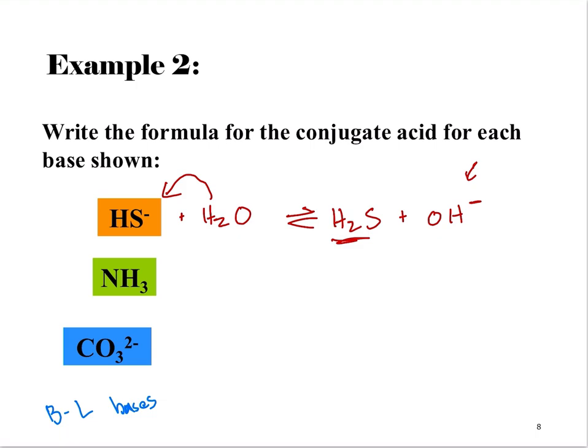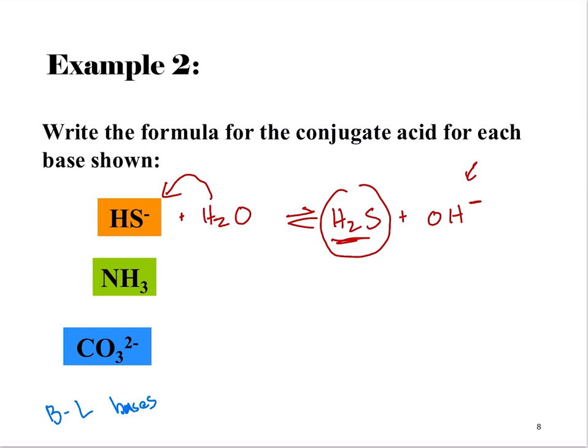So this would be the answer. You wouldn't need to write out this whole chemical equation to answer this question. I was just doing this once to highlight how this works. The proton gets donated from the water molecule to create H2S, which is sulfurous acid, in the solution. All right, so we accepted a proton.